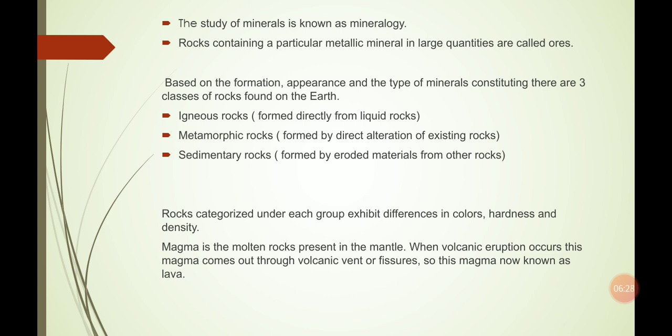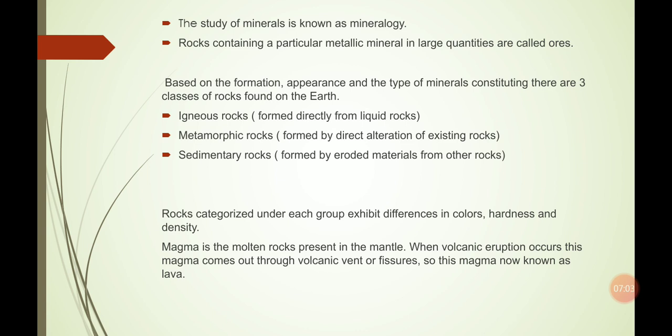Now, based on the formation and appearance and the type of mineral constituting them, there are three classes of rocks found on the earth. The first is igneous rocks, the second one is metamorphic, and the last one is sedimentary rocks. Let me give you some hints. What are these rocks? Look at the first, igneous rock. They form directly from liquid rocks. What is liquid rock? That is molten rock.